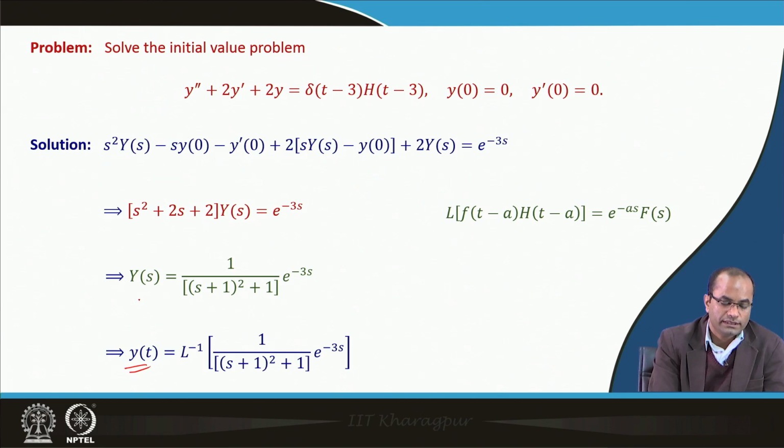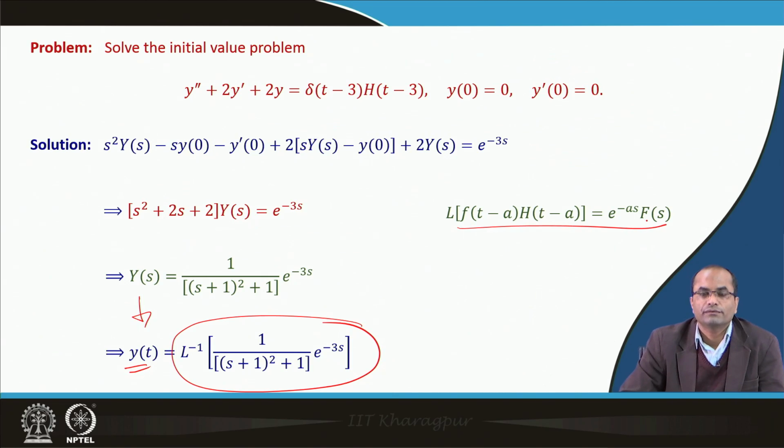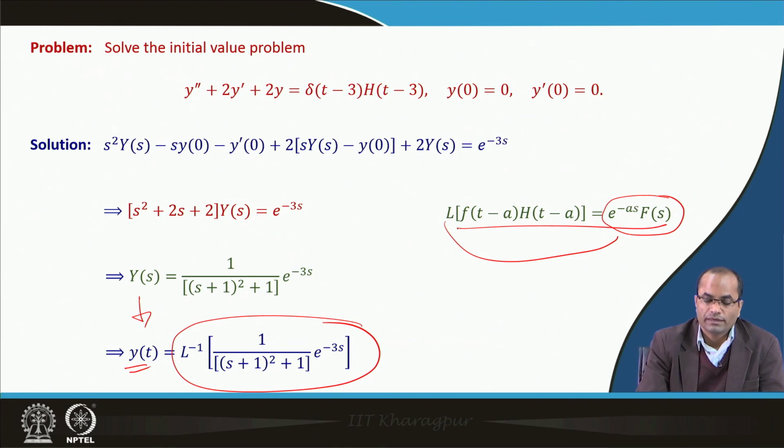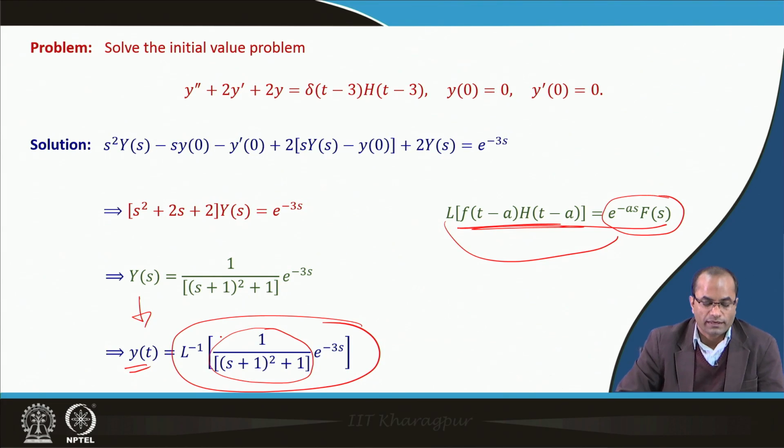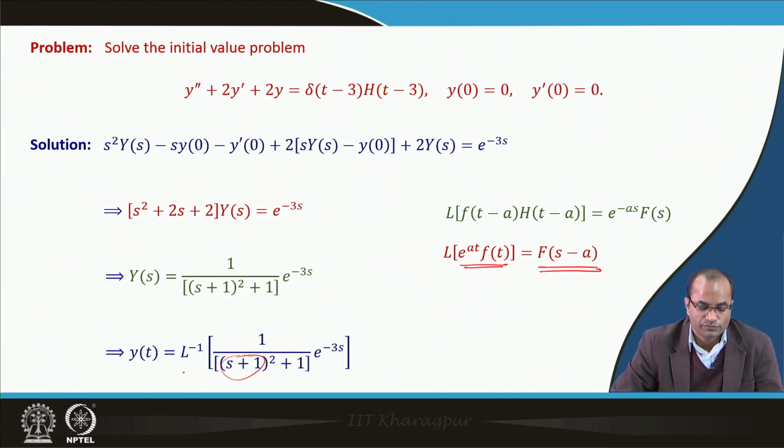So, to get y(t) we take the inverse, and again the shifting theorem will help. Whenever e to the power minus a s is sitting and we are taking the inverse Laplace, this will be f(t minus a), so there will be a shift in the function. Here also t will be replaced by t minus 3, but we need to first get the inverse Laplace of 1 over (s plus 1) squared plus 1. It is of the kind 1 over s squared plus 1, and we have to apply the first shifting theorem there, because e to the power a t f(t) corresponds to F(s minus a). So we can apply that here to remove this shift.